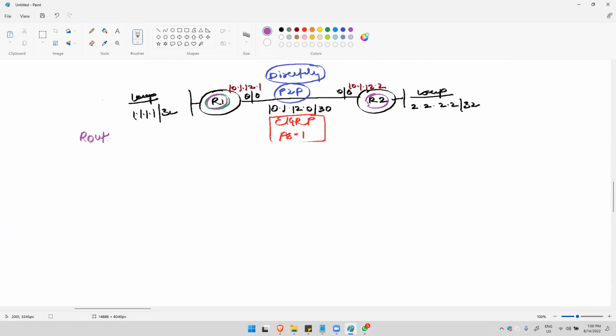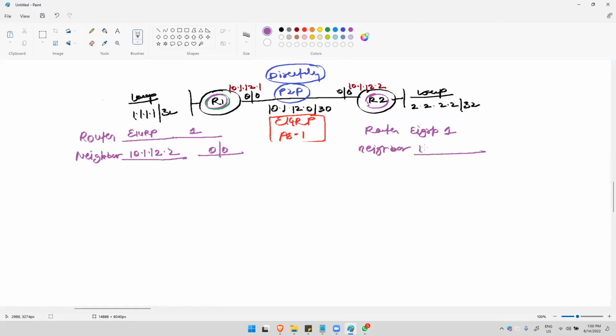Okay, on the router we are running which protocol? EIGRP, AS number 1. After the router command, we configure the neighbor as 10.1.12.2 on my interface 0/0. Then on router 2 we say router EIGRP 1, neighbor is 10.1.12.1, connected on my interface 0/0.